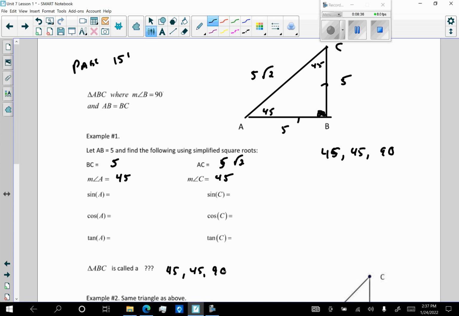And let's look at the trigonometric ratios of angle A. So the sine of angle A is going to be the opposite over the hypotenuse, which is going to be 5 over 5 square root of 2. This is going to be 1 over square root of 2, and I'm going to simplify that. Square root of 2 over square root of 2, and that's going to be square root of 2 over 2. Okay? Hey, guess what? The cosine of A is going to be exactly the same, square root of 2 over 2. The tangent of A is going to be 5 over 5, which is 1.